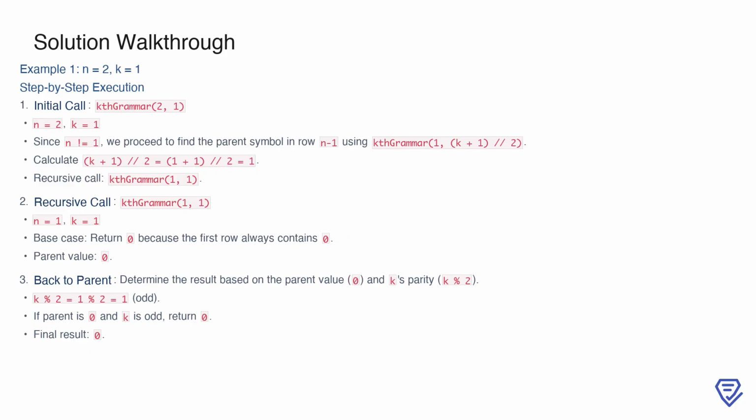Returning to our initial call, we determine the result based on the parent value and the parity of k. Here, k is odd, and if the parent value is 0 and k is odd, the result is also 0. Thus, the symbol at n equals 2, k equals 1 is 0.